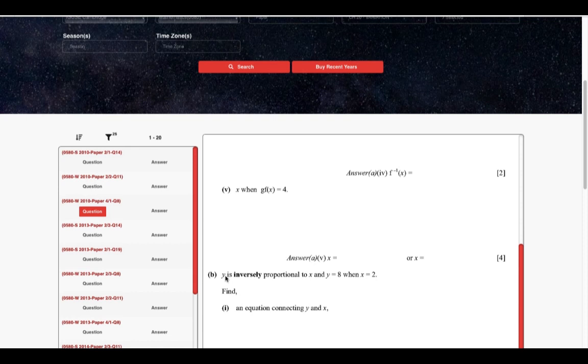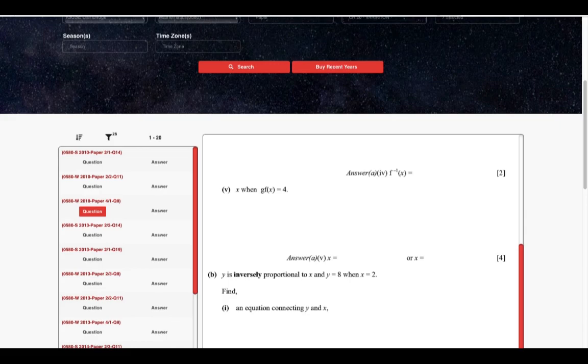See the variation question. The B question is the variation question. Y is inversely proportional to x. This is super easy. When y is 8, x is 2, find an equation connecting x and y. The equation is like the one we did today, expressing y in terms of x. Equation connecting x and y means express y in terms of x. Is that okay? So we say y is inversely proportional to x. Y is 8, x is 2.